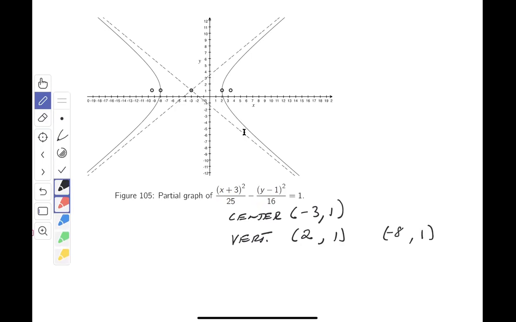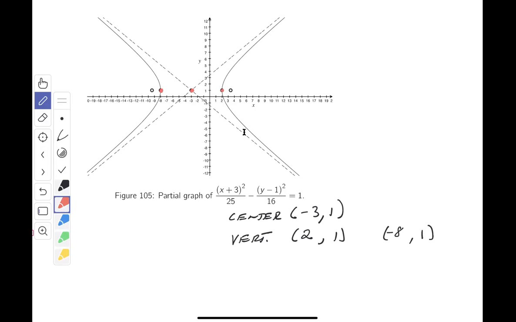All right, let me look at my picture, see how we're doing. Is the center -3, 1? Yes. Are the vertices 2, 1 and -8, 1? Yes. I'm doing all right.